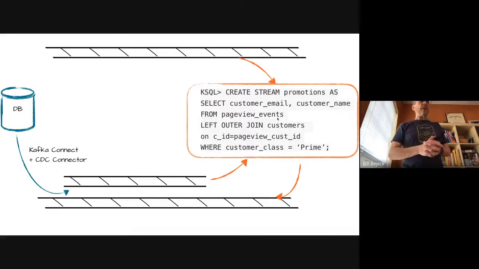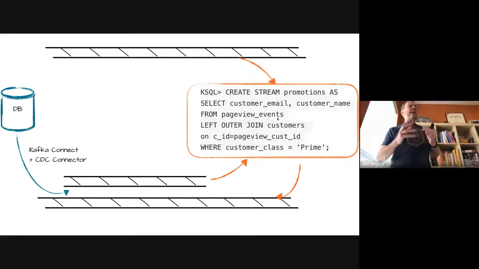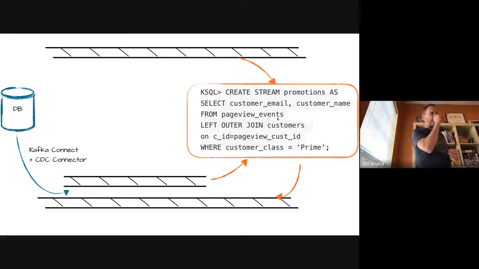and this enables us to do our enrichment. And then we're going to take it even a step further. Kafka Streams is written in Java, so you have to write a Java application for that. You have to write code. With KSQL, or actually I need to update these slides, KSQL DB, you open up a prompt and log into your KSQL instance, and you would simply write this query here. And you've got your promotion stream.